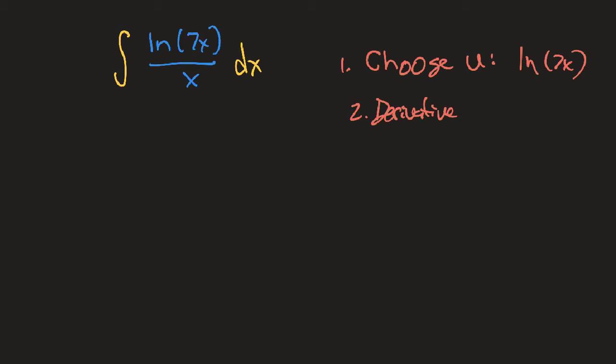So as I pause to write out the derivative, the du over dx here, that's going to be 1 over x. Remember, our formula for the derivative of the natural log of u is u prime over u. So that's 7 over 7x, which is 1 over x. And then step 3 is to solve for dx. And so when we do that here, we multiply by dx, multiply by x, we get dx equals x du.